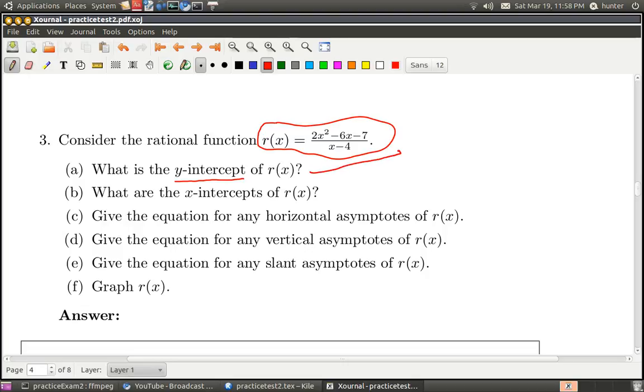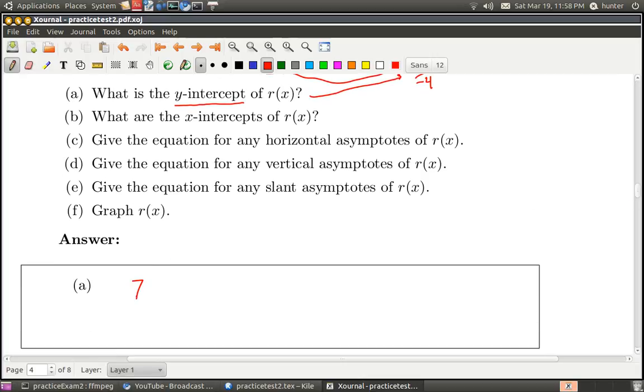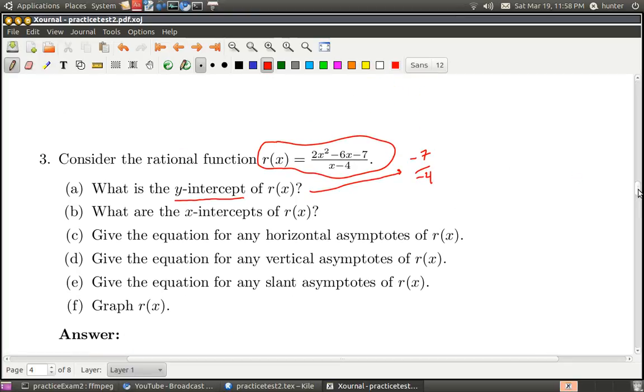So it's easy to see that if you plug in 0 into this function, everything is going to vanish except for -7 over -4. Okay, so the answer to A, those negatives cancel, and the answer is just 7 over 4. Okay, great. And now it says, what are the x-intercepts? So if you have a rational function, you want to find the x-intercepts. It's always just the roots of the numerator.